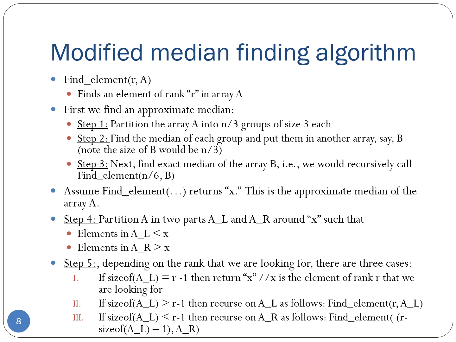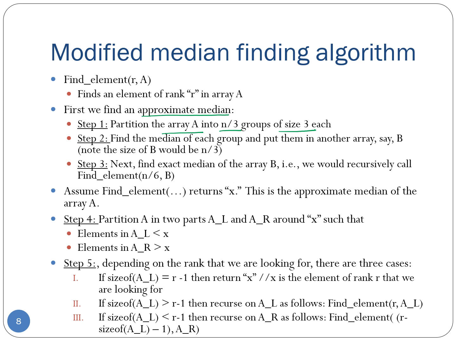The modified algorithm is again presented here. It's exactly the same as described earlier. The only difference, like I said, is instead of partitioning the array A into groups of 11, we are now partitioning the original array A into n by 3 groups of size 3 each for finding the approximate median. That's the only difference here.